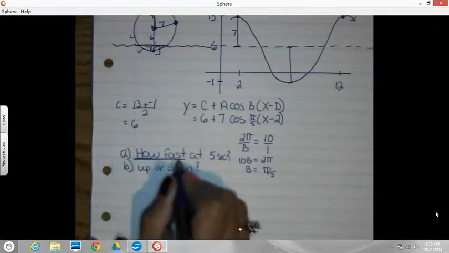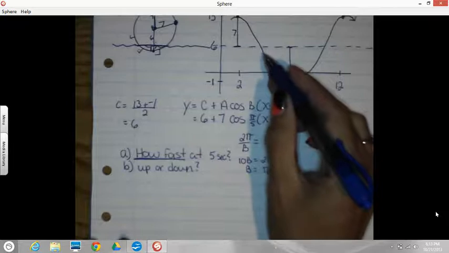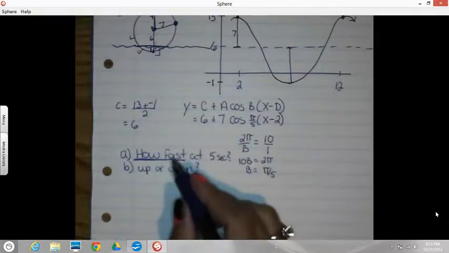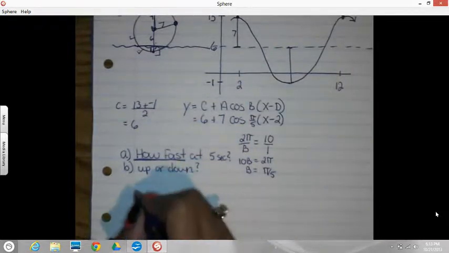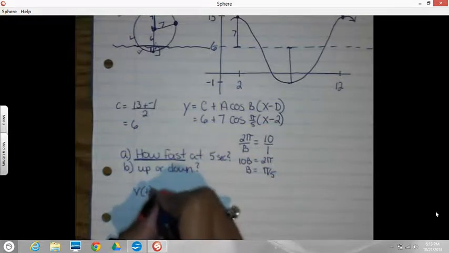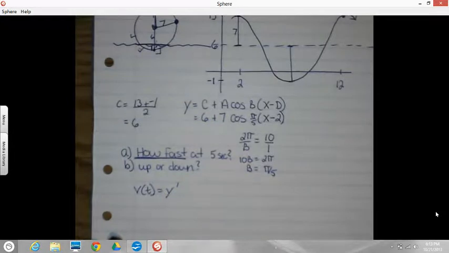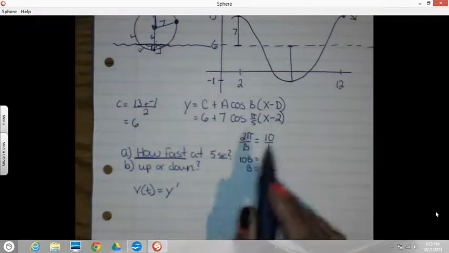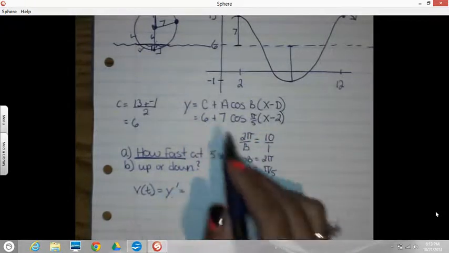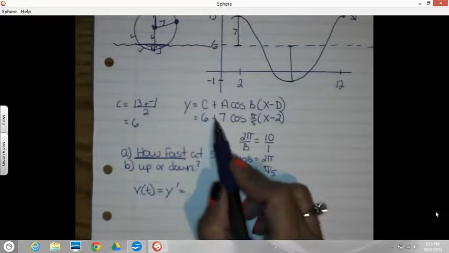And we've got a distance equation, distance from the surface. So how fast is velocity? Velocity is the derivative of distance. So we have to do the derivative of the equation we came up with. So the derivative of 6 is first. Derivative of a constant goes to 0.